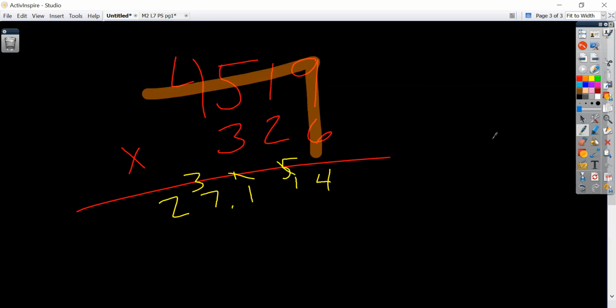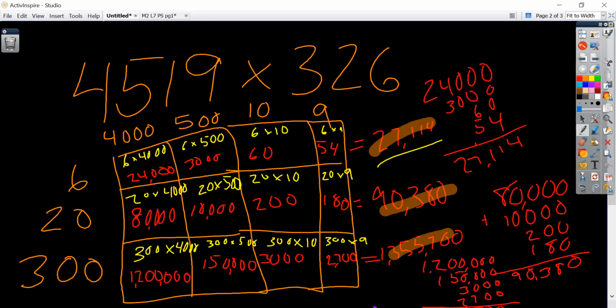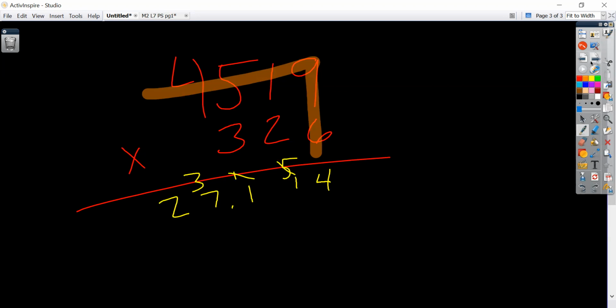Let's just go back to the last page and see if that was the same partial product. 27,114. Again, look at all in one step. We were able to do 1, 2, 3, 4, and then adding them all together, 5 steps in one. So that's why our standard algorithm is so much faster.